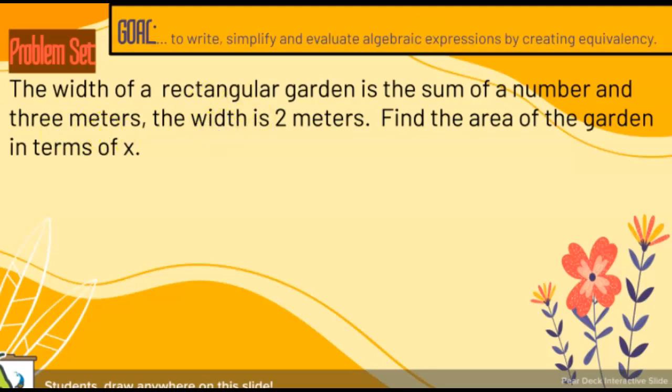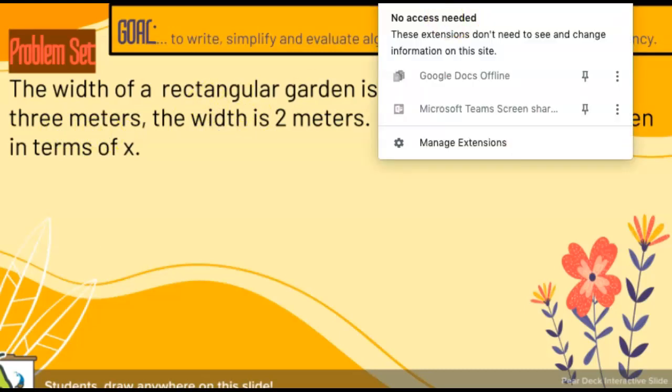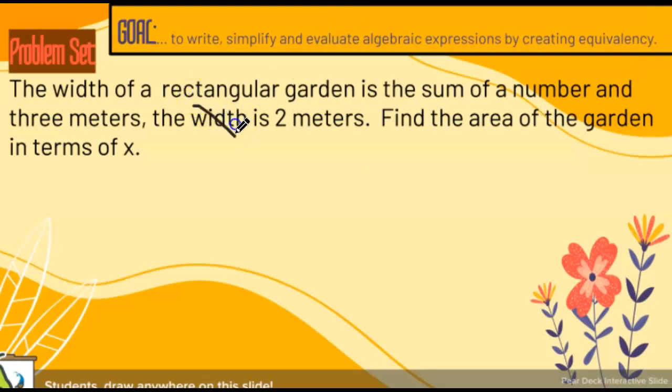The length, Miss Gongora, come on. So that should be length. We never get a perfect slide. We always have a typo or something wrong. So find the area of the garden in terms of x. I'll give you 2 minutes.